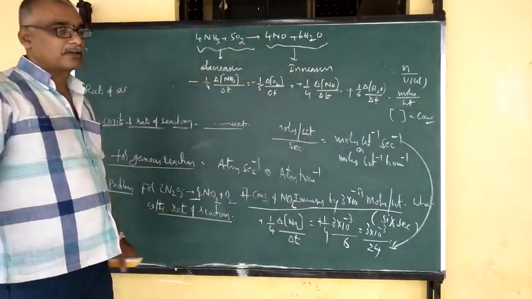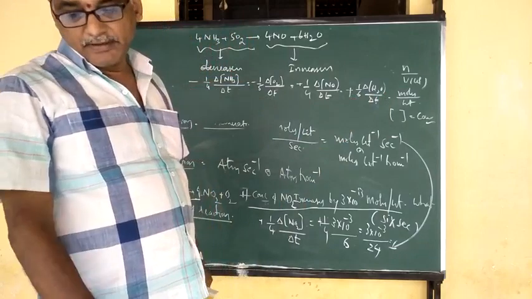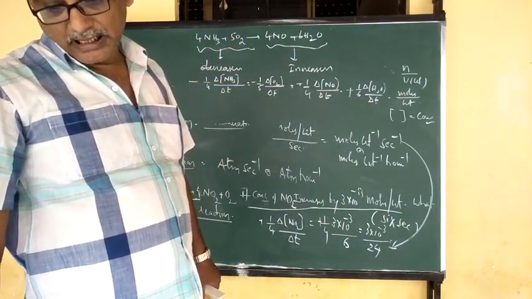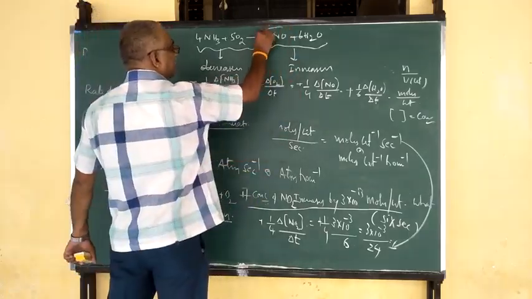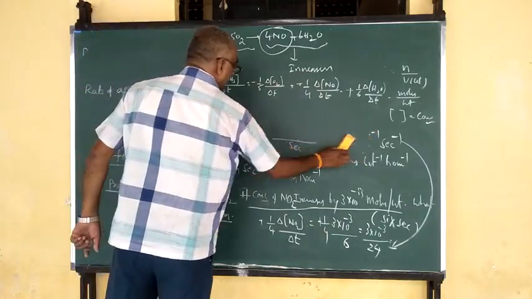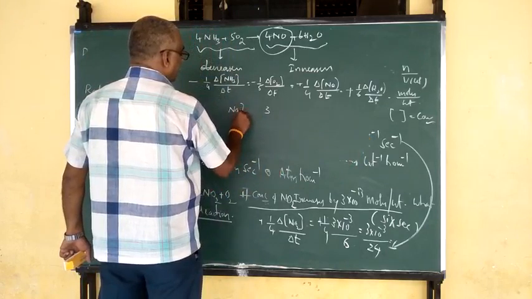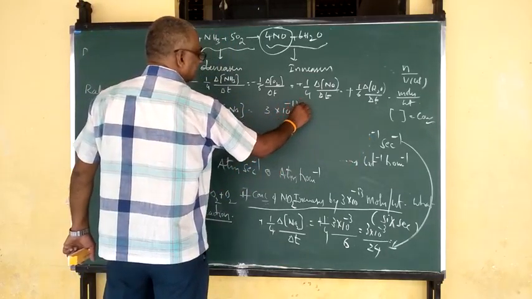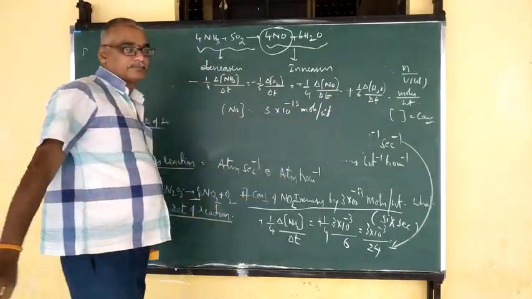First I am writing this one. But in this problem, what is given? The rate of reaction of nitric oxide, NO. So now for NO, what is given? The concentration of NO is 3 into 10 power minus 3 moles per liter, given.